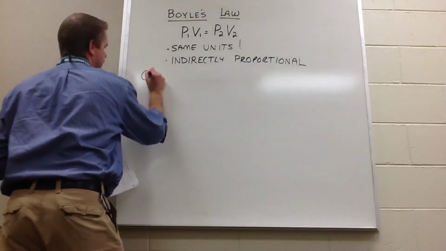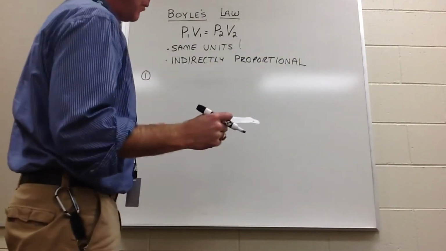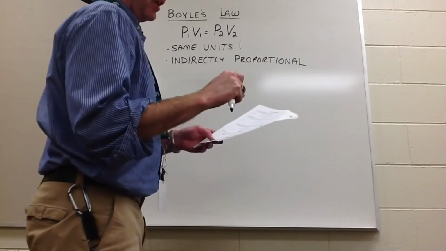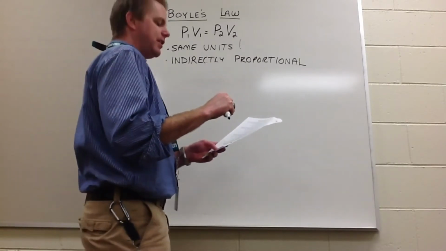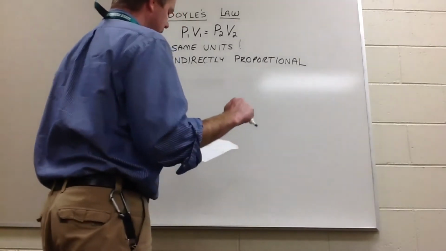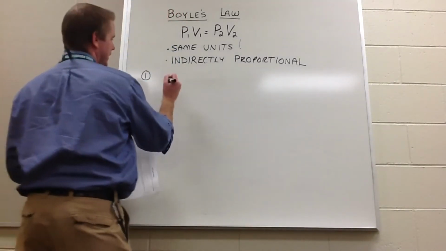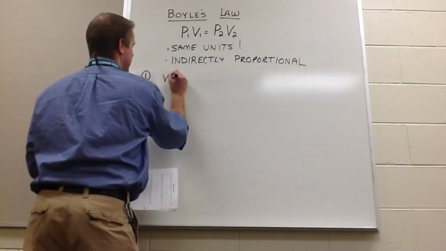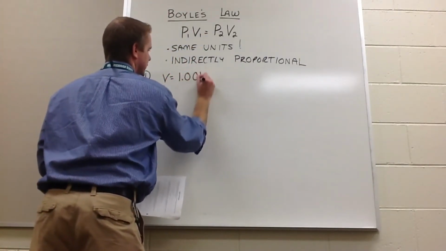On this page, we'll do number 1 now. Number 1's got a little bit of a quirk to it. It says 1.0 liters of a gas at standard temperature and pressure is compressed to 473 milliliters. What is the new pressure? So you're told you have 1.0 liters. That is a measure of volume. So you have a volume that's 1.00 liters, right?